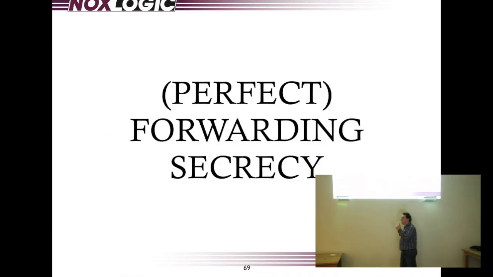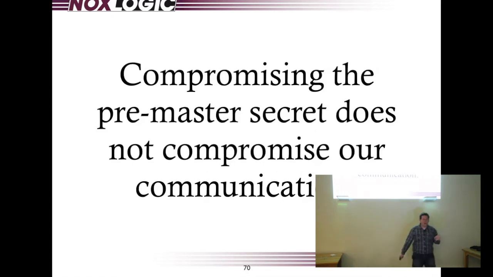So this is where perfect forward secrecy comes in. Has anyone heard of this? Yeah, people get to it more. Forward secrecy is a way that if the pre-master secret, the first number, the most important number, is compromised, it cannot compromise our communication. So we're still safe with our communication. You can't figure out what we're doing.